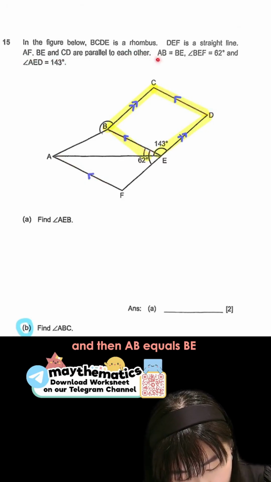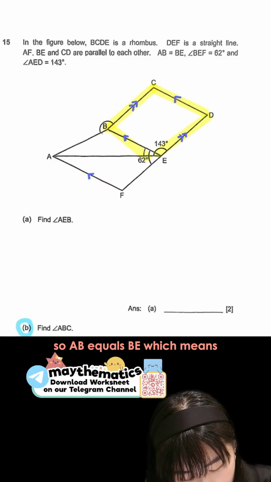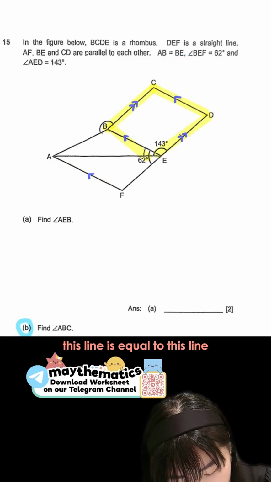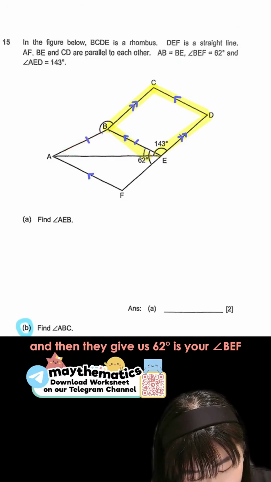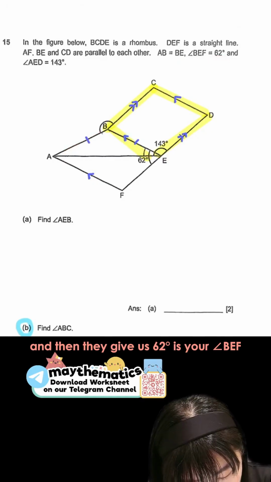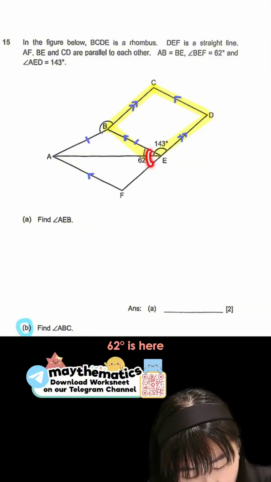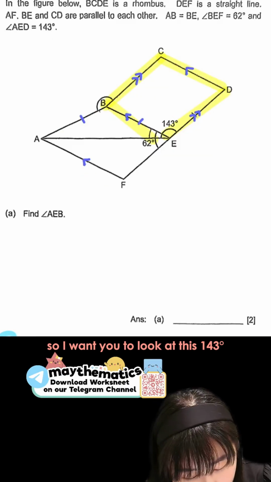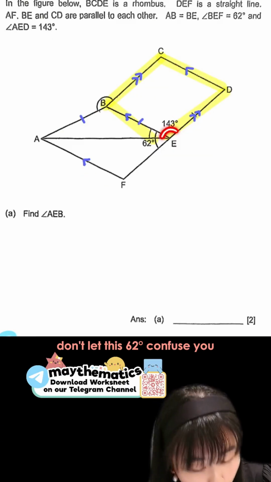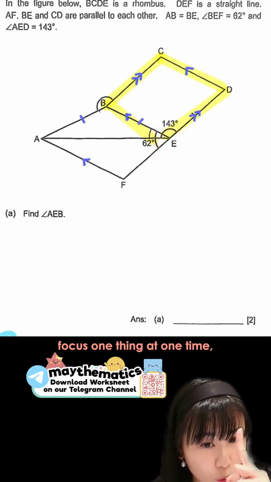And then AB equals BE, which means this line is equal to this line, so you mark it out like this. Then they give us 62 degrees for angle BEF, 62 degrees is here. AED is 143 degrees, here. So I want you to look at this 143. Don't let this 62 confuse you. Focus on one thing at one time.